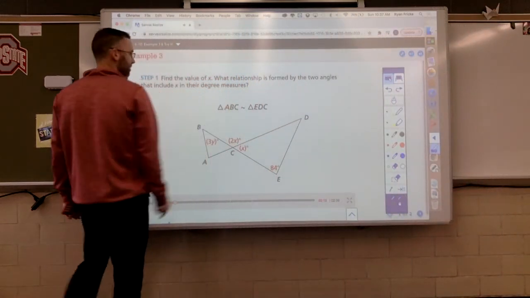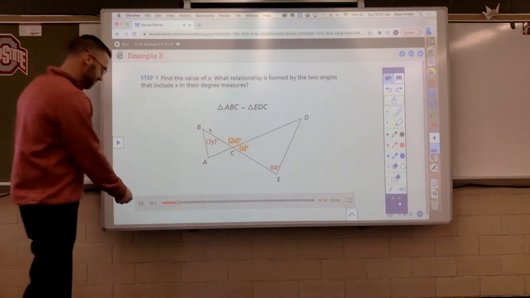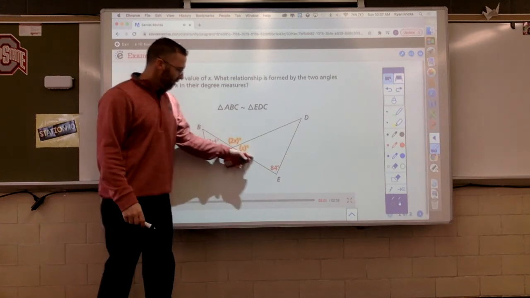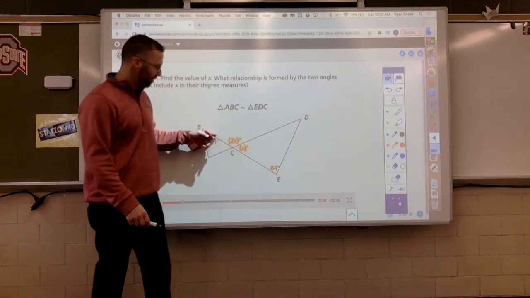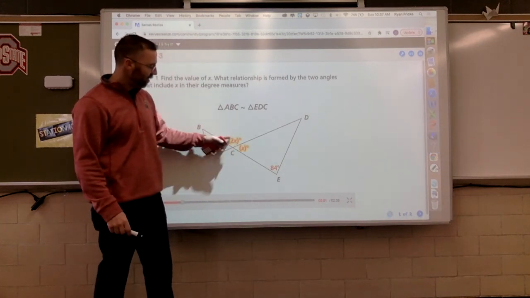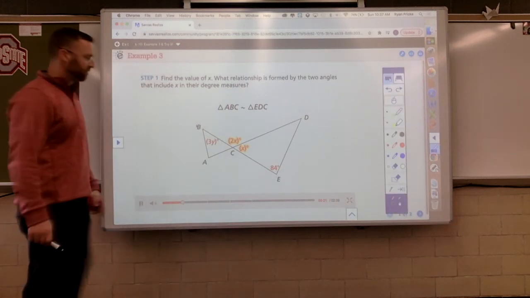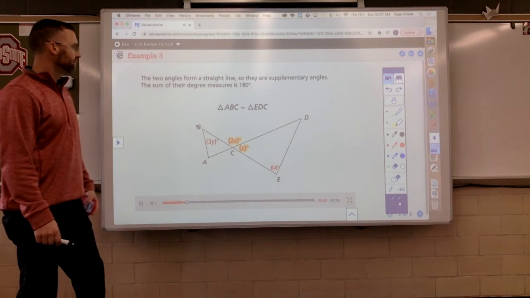The first step is to find the value of X. What relationship is formed by the two angles that include the variable X in their degree measures? Folks, do you see that these two are what we call a linear pair or supplementary? Here's our straight line. These two angles combine to equal 180. Let's see how they use it. The two angles form a straight line, so they are supplementary angles.